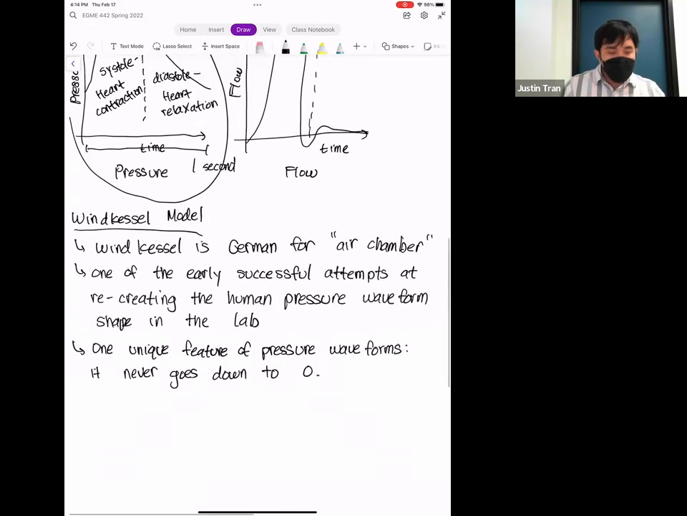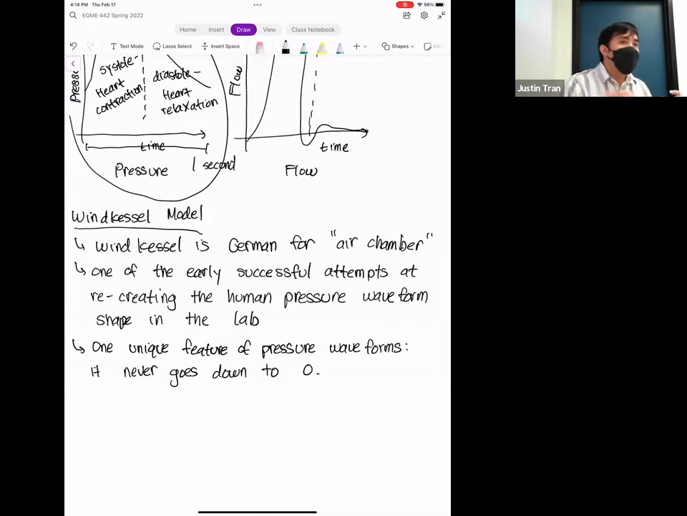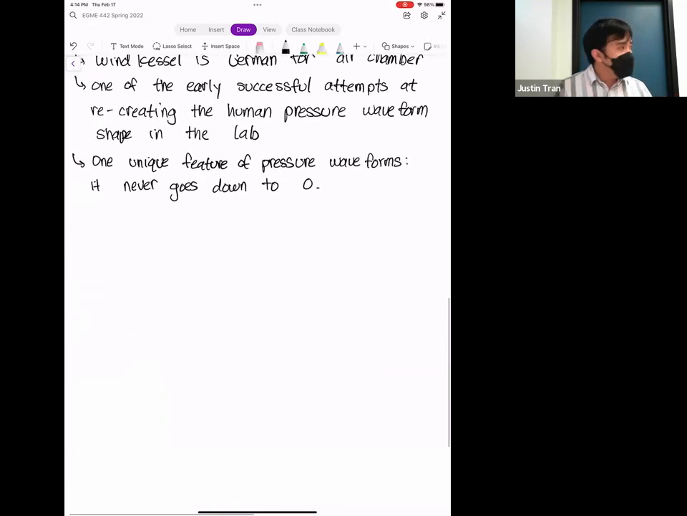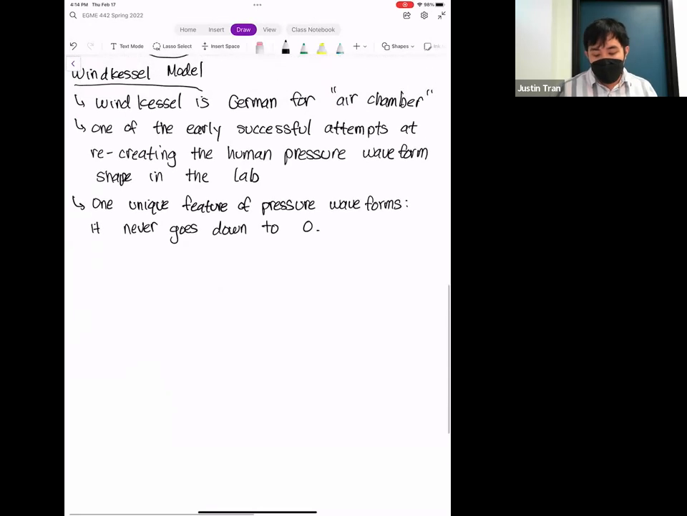Right. So even though it's true that your heart isn't contracting all the time, and so it has to relax every now and then, even when the heart relaxes, we don't have the pressure just suddenly drop down to zero, right? And you can see that if you go to CVS and measure your blood pressure as well.